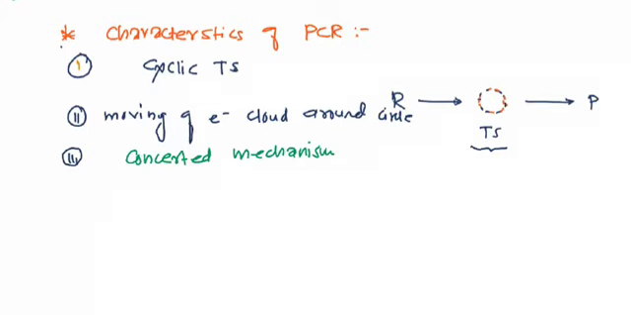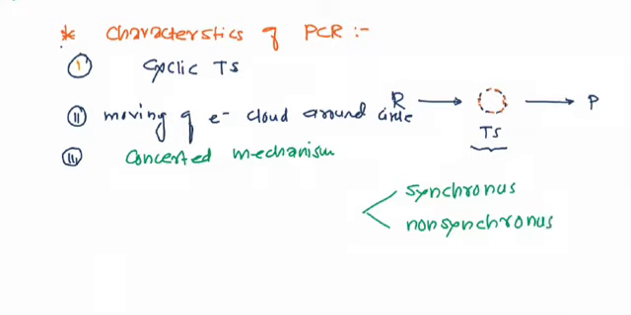Now, the breaking and making process of any chemical reaction is explained in two ways: one is called synchronous, and one is called non-synchronous. Have you heard these names, synchronous and non-synchronous?